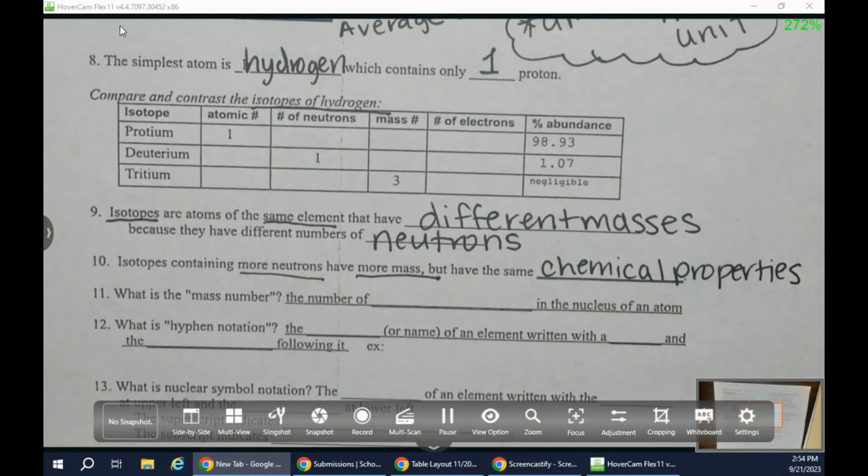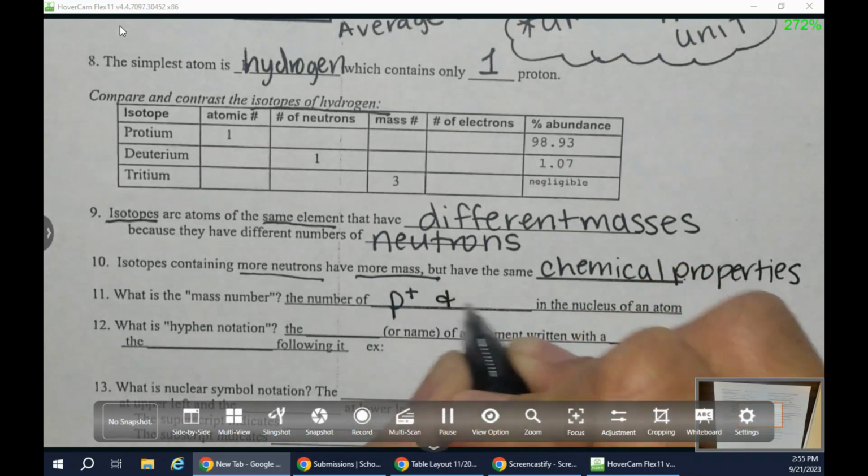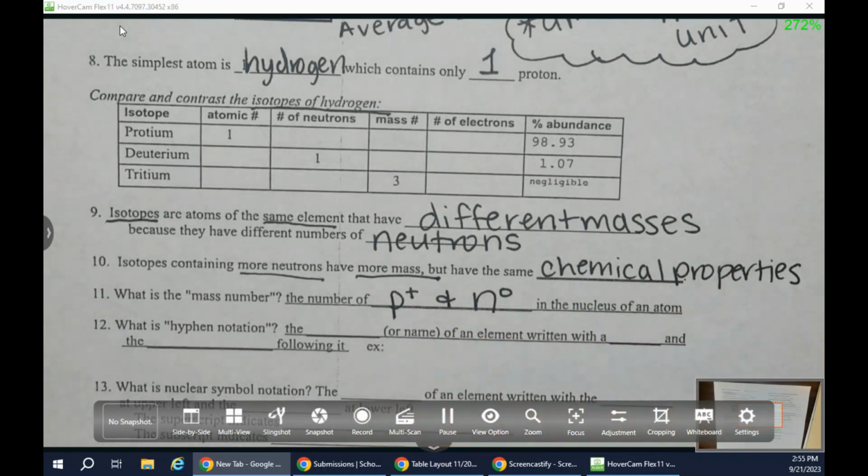So let's remind ourselves, mass number, up at the top. Mass number is the number of blank in the nucleus of an atom. What makes up our mass number? Neutrons is one. What else is in the nucleus? Protons. Protons and neutrons. Are you guys okay with me using shorthand here? So I'm doing protons, P plus, and then neutrons with a little neutral symbol.